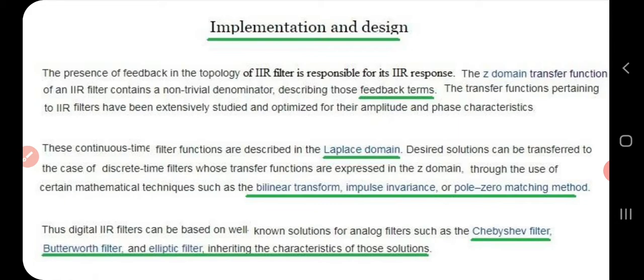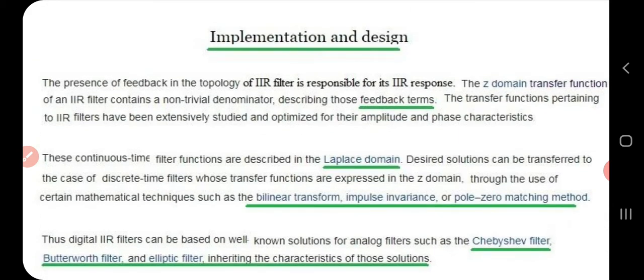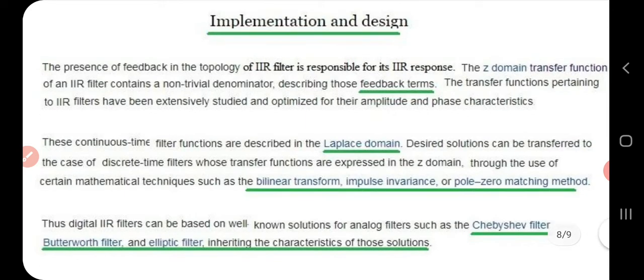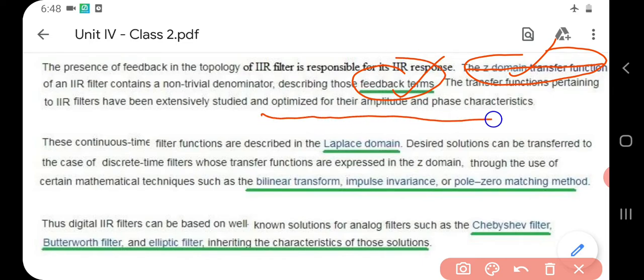Then the transfer function related to IIR filters is widely studied and optimized for their amplitude and phase characteristics. So while designing an IIR filter, the first thing that we calculate is its corresponding transfer function. Okay, and then we consider the feedback terms. Depending upon that, we optimize this transfer function and the feedback terms in order to get a better result.